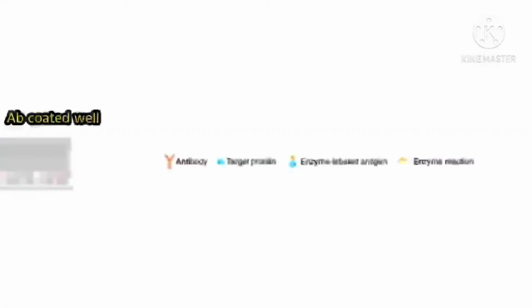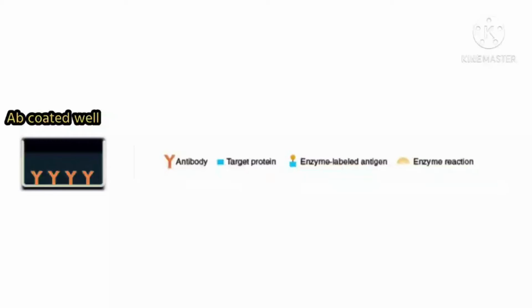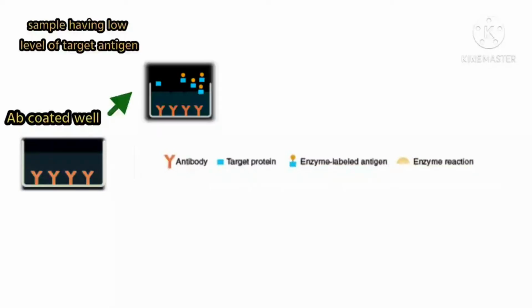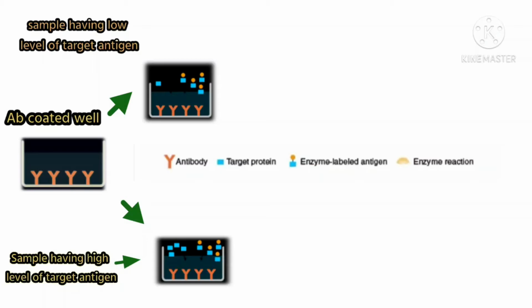Next, coming to the process of competitive ELISA, here we are going to detect the concentration of antigens. For this, first we have to coat the ELISA plate with antibodies. After that, in one well, we add the sample containing a lower concentration of target antigen along with the enzyme conjugated antigens. And in another well, we add the higher concentration of target antigen along with the enzyme conjugated antigens.